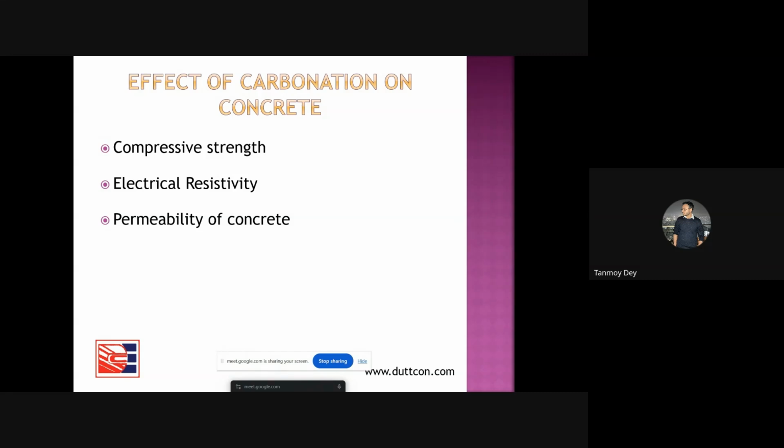Electrical resistivity, it damages the permeability of the concrete. If it is loosened more and more, water or moisture can access this particular concrete. So more and more damage will happen. So concrete or RCC or TMT bar will get a chance to get more and more water and moisture, so it will get damaged. So carbonation is not only a test, it also gives an idea of the damage to the concrete and the susceptible damage to the TMT bar.